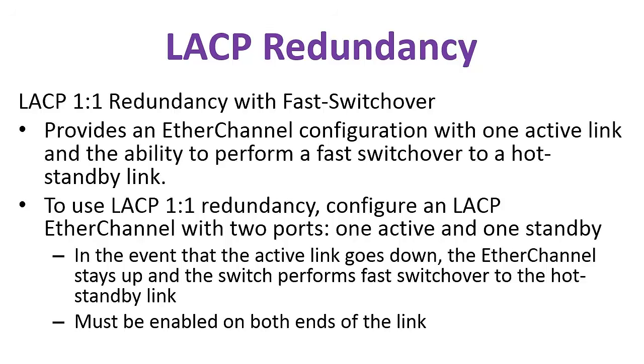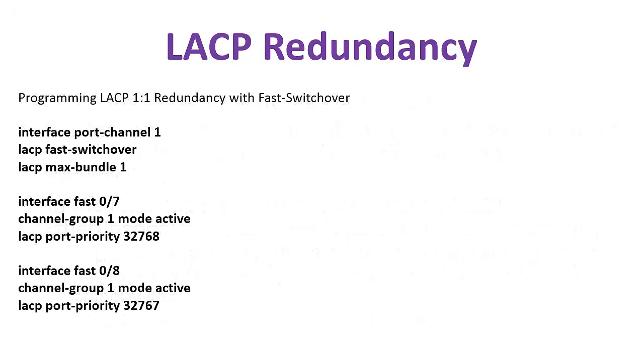Now, this must be configured on both ends of the link. And here is how you program LACP one-to-one redundancy with fast switchover. You see here on the port channel, you enable LACP fast switchover, and then you program LACP max bundle 1. And then under interface Fast 0/7, you see that the LACP port priority is set to default.